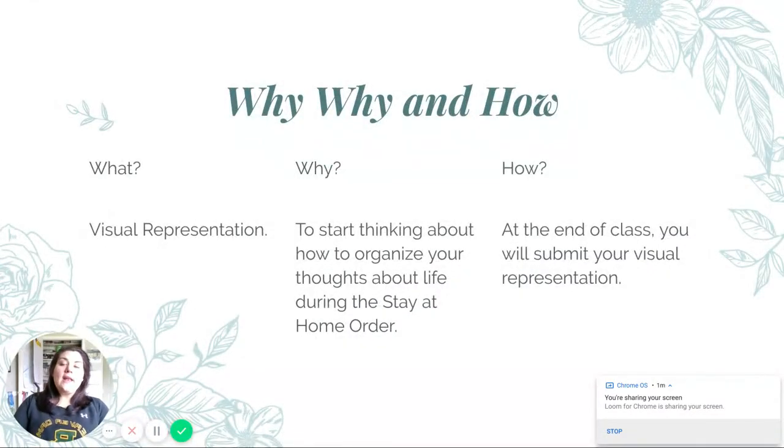So, our what, why, and how. What are we doing today? We are going to do what is called a visual representation. So, you all have been experiencing this stay-at-home order that has been experienced by Wisconsinites, right? It has been experienced by people in our country, but we're going to focus specifically on Wisconsin, and you're going to focus specifically on yourselves.